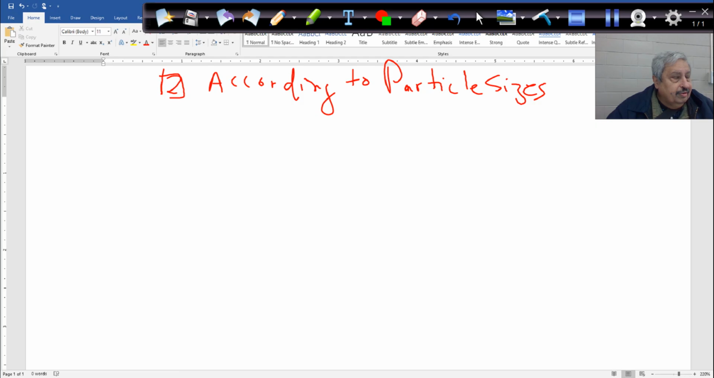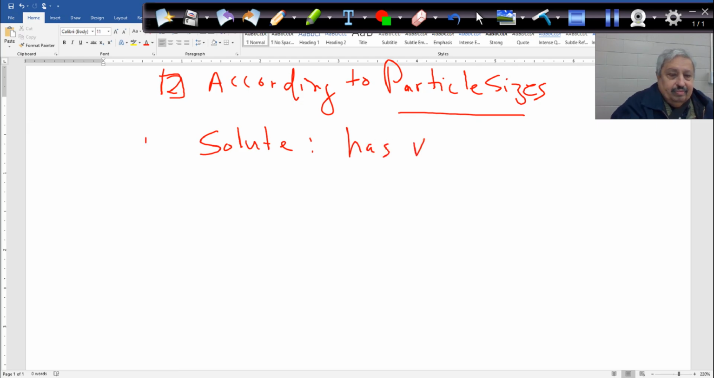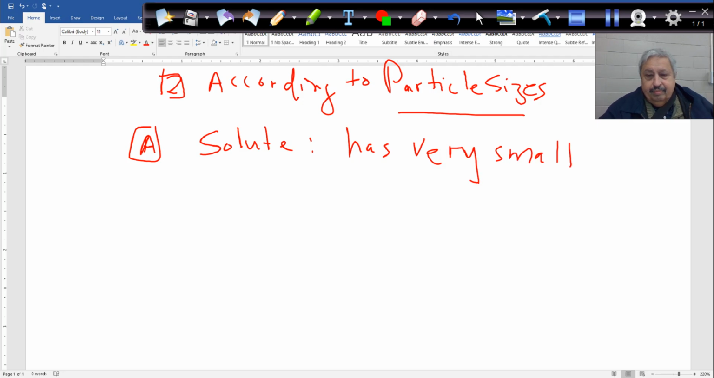Okay, guys, so according to the particle sizes, we have three, really two, but we can't say three. We have a normal solution, correct? With this, the solute. Always we are looking at the particle size. The solute has, this is number one or A, the solute has very small particles.